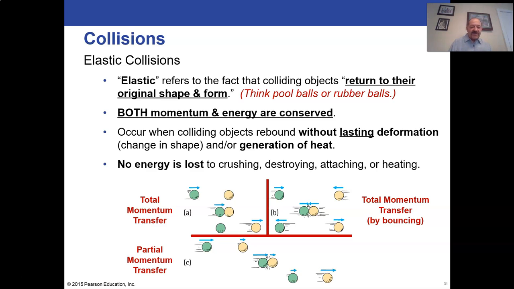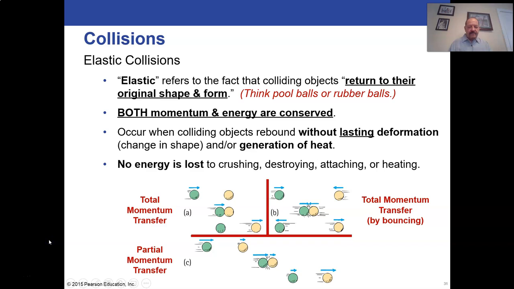Now these are all elastic collisions. Nothing's changing shape. The objects aren't deforming. They're not binding to each other. They still are little balls bouncing off of each other. So in the partial case, you might have one object, the green object, moving faster into a slower yellow ball. That's the top of part C. And as it hits, it imparts some of its momentum to the yellow ball, but not all of it. So the green ball is now slowed down, and the yellow ball has been sped up as a result. So we call that a partial momentum transfer. It's still an elastic collision.